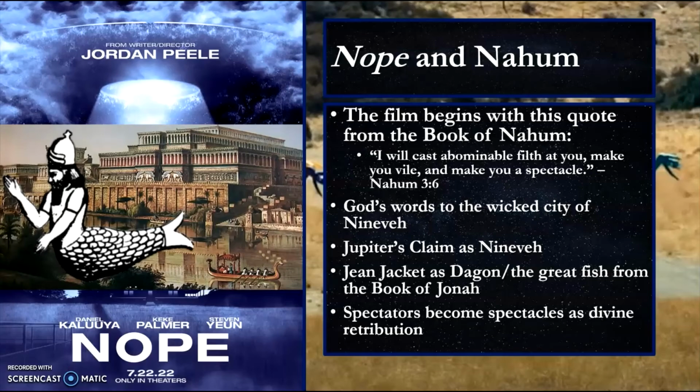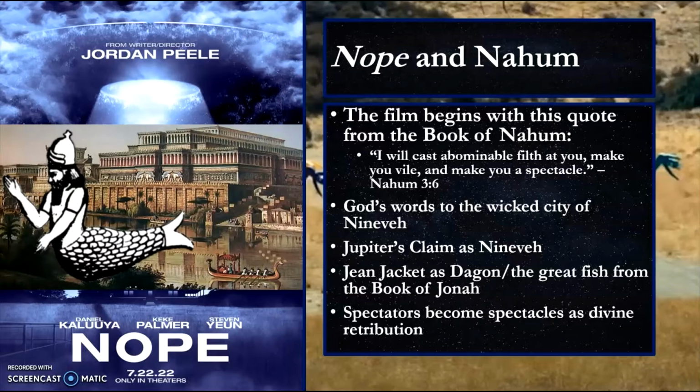So speaking of bad miracles or seeming punishments from God or some sort of divine retribution, let's talk about the biblical connections to the movie and how that helps its message. Of course the movie opens with this quote from the book of Nahum: "I will cast abominable filth at you, make you vile, and make you a spectacle." So in context, in the Bible, this is God speaking to the wicked city of Nineveh and how he's going to destroy it and make a spectacle of it.